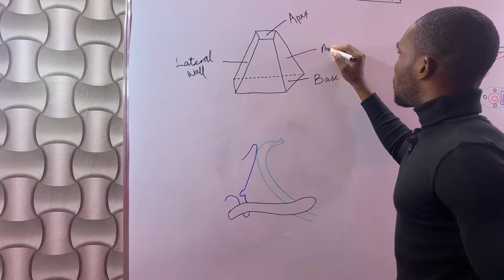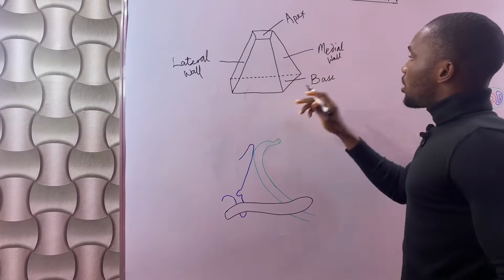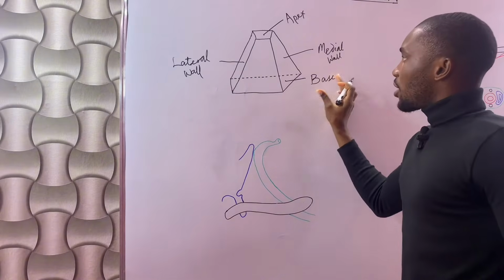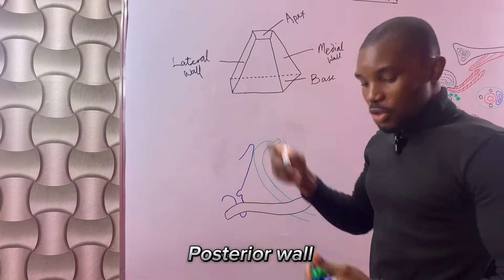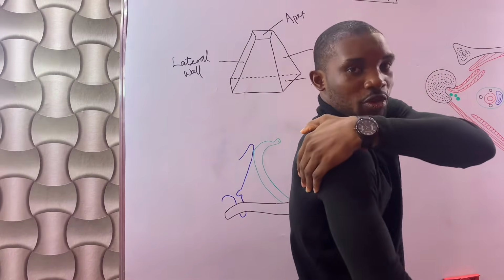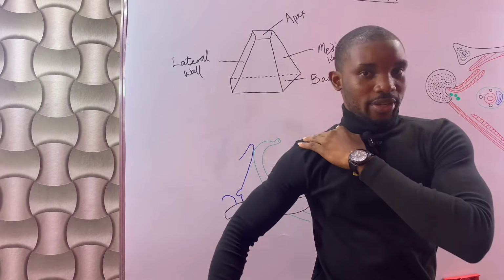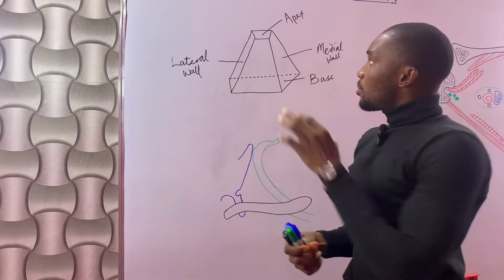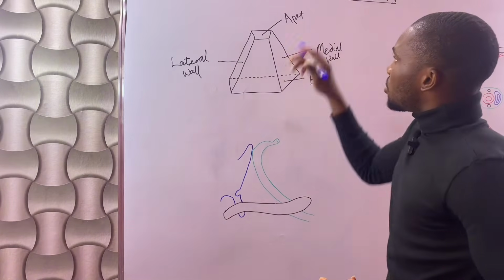And we already know this is our medial wall. The base is this area over here. The posterior wall is behind. Posterior is behind, and you should think of it this way. So that's the posterior wall, the anterior wall, the lateral wall over here, medial wall, apex. Now, we'll study the boundaries one by one, starting with the apex.